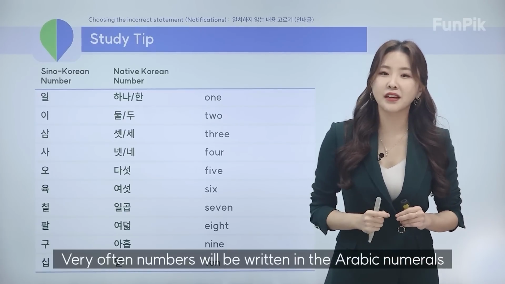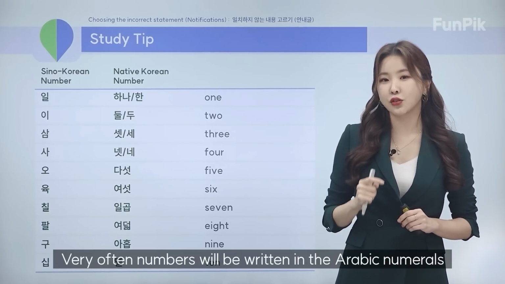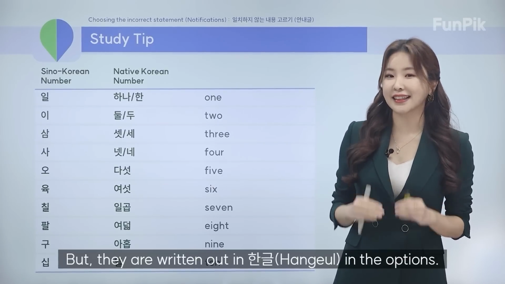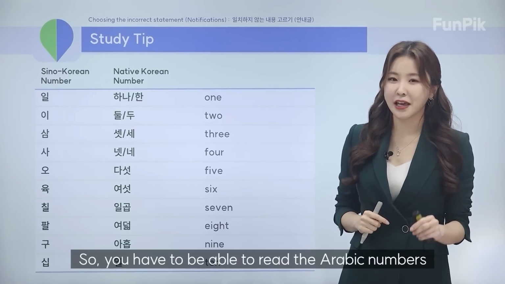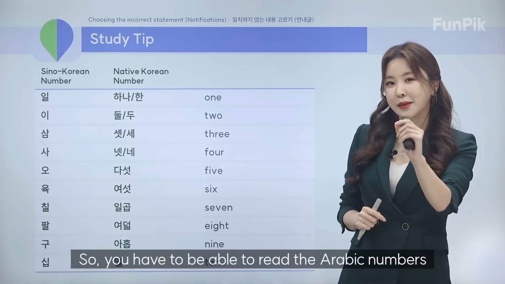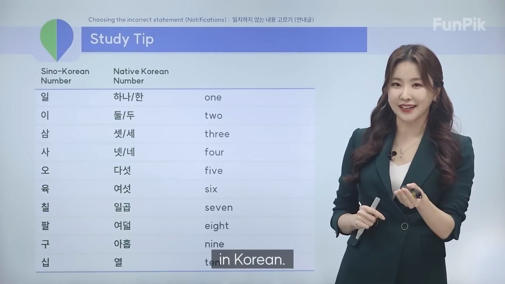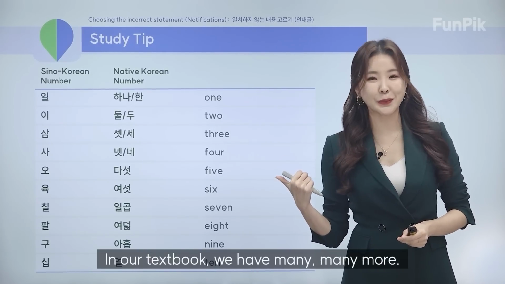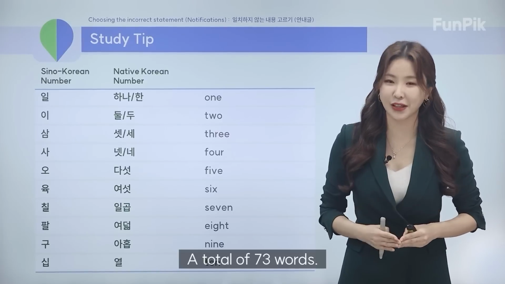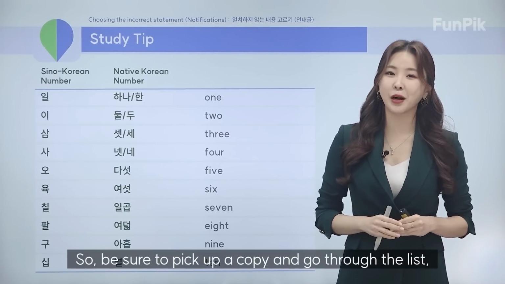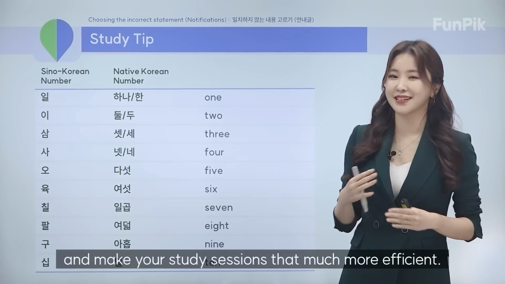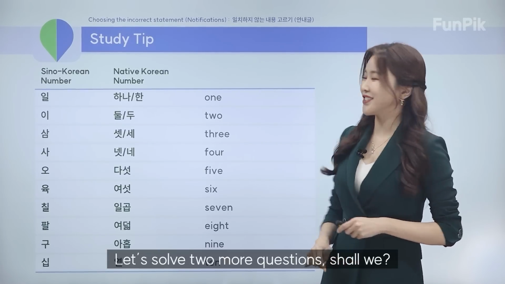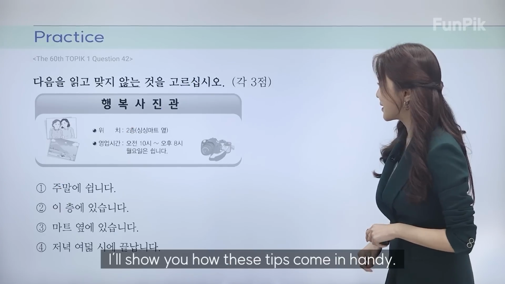Now, very often the numbers will be written in the Arabic numeral in the diagram, but they are written out in Hangul in the options. So you have to be able to read the Arabic numbers in Korean. Now, I've just shown you around 25 words, but in our textbook we have many, many more, a total of 73 words. So be sure to pick up a copy and go through the list to make your study sessions that much more efficient. Okay, let's solve 2 more questions, shall we? I'll show you how these tips come in handy.